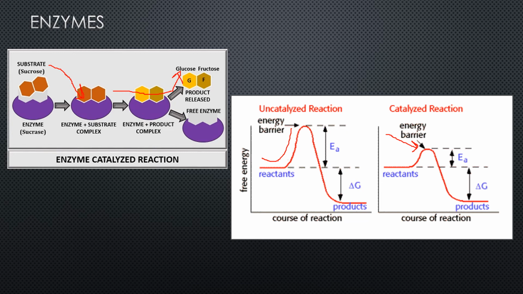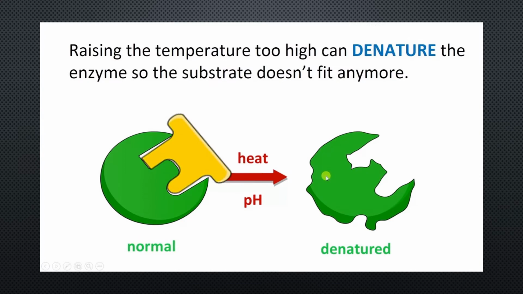Now, what can affect this enzyme and how it works? Two really important things that determine how effective our enzyme is at allowing these reactions to happen are the amount of heat and the pH that's involved in the solution. Also the amount of substrate, but we'll get into that later.